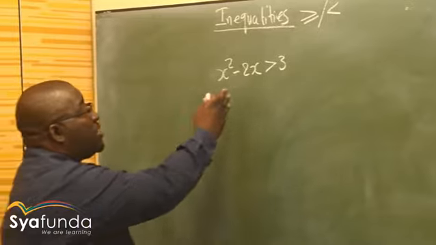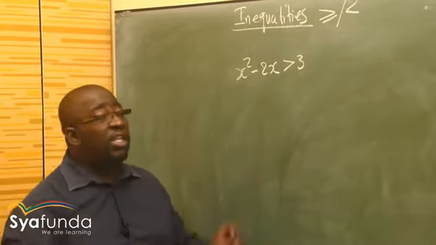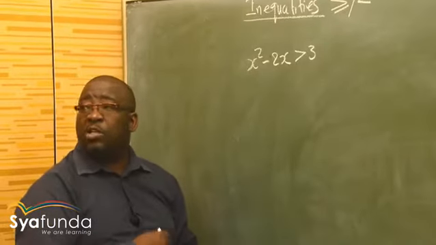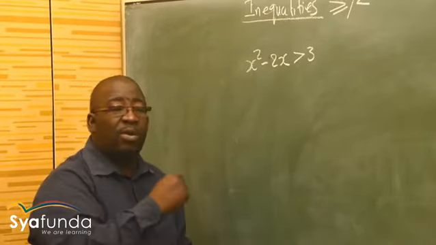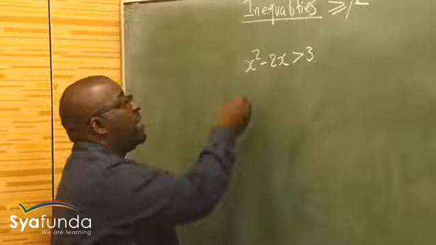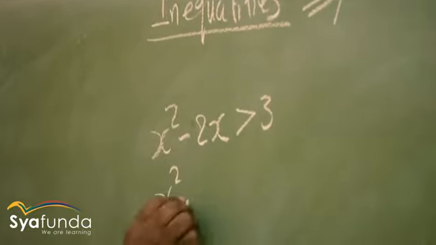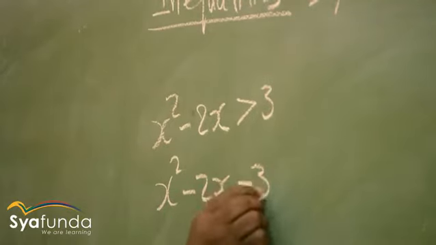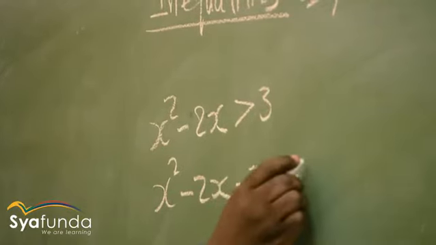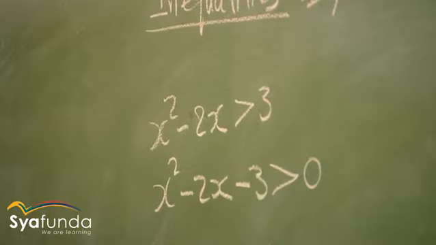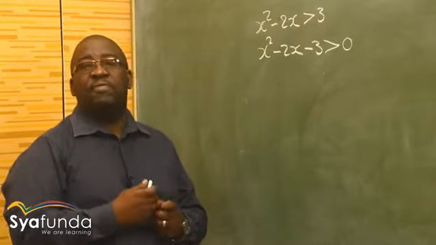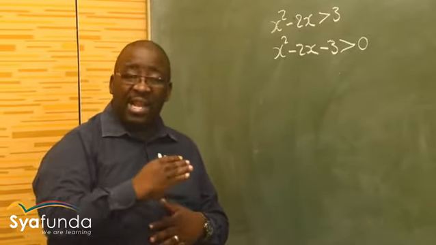Now, when I look at this one, the first thing that I need to do is to put everything on the right-hand side to be 0, as in the form of ax squared plus bx plus c equals 0. So I've got to do that first. So I'm going to have here x squared minus 2x. Take this 3 this side, it's going to be minus 3 is greater than 0. It is not equal to 0, it is greater than 0. What is greater than 0? Something which is greater than 0 is something that is positive. If something is less than 0, it is negative.